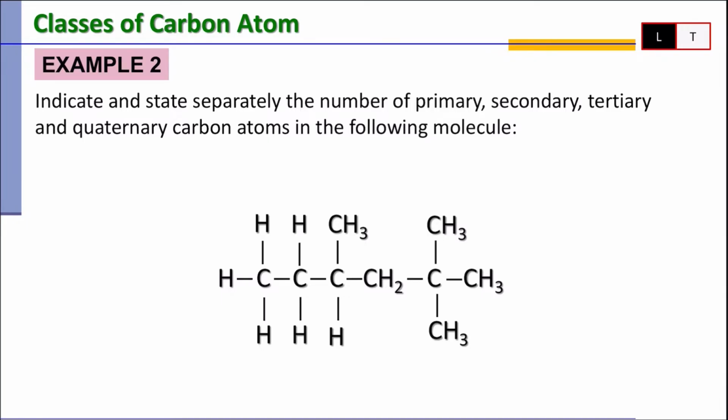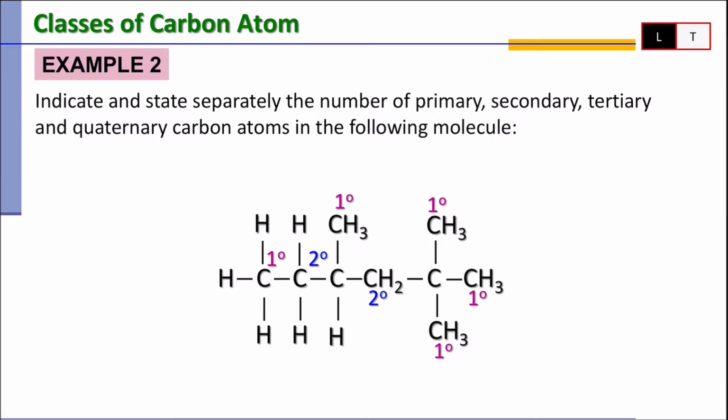So mari kita tengok jawapan untuk this one. If you see here, you got primary carbon untuk semua CH3 termasuk yang hujung ni. And then after that, kita lihat kat sini pula, this one, dia bonded kepada 2 carbon, so dia secondary. Same goes for yang tengah ni. So, saya label secondary carbon.